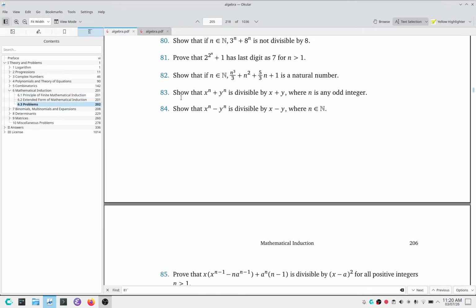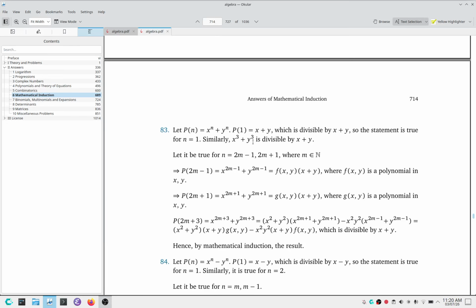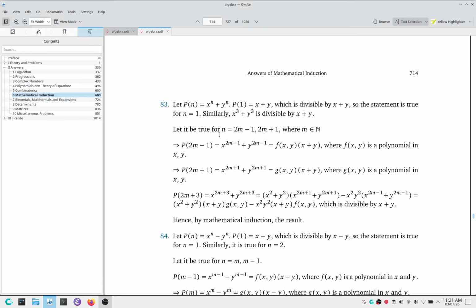Question 83 says: show that x raised to the power n plus y raised to the power n is divisible by x plus y, where n is any odd integer. So we first put n equal to 1, we get x plus y, which is divisible by x plus y. Similarly, for the next odd number 3, x cubed plus y cubed is also divisible by x plus y. Now we let it be true for n equal to 2m minus 1 and n equal to 2m plus 1.